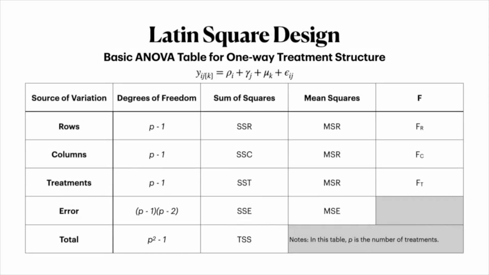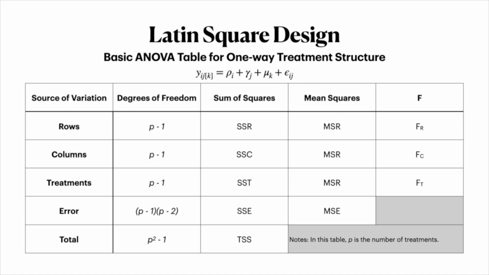And then finally, we have the basic or condensed ANOVA table for the one-way treatment structure when the design structure is the Latin square design. Now, in this particular table, we're using the same notation that we used back in the module on the Latin square design. In particular, P is the number of treatments, and so that's reflected in those formulas for the degrees of freedom.